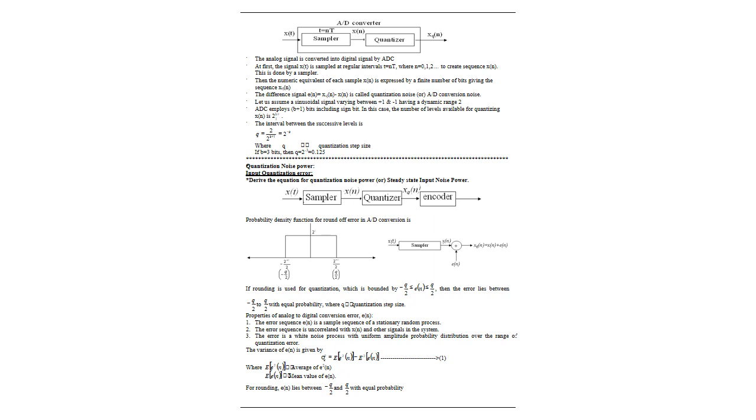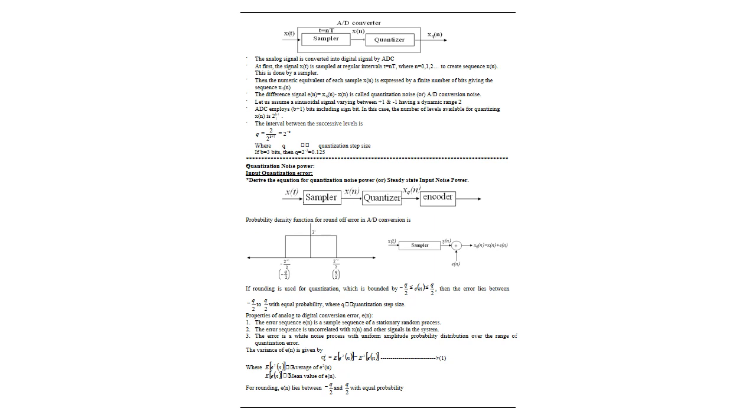The first signal x of t is sampled at regular intervals of t is equal to nt, where n is equal to 0, 1, 2 etc. have been taken. So we have to create the sequence x of n. This should be done by the sampler. Next, the numeric equivalent of each sample x of n is expressed by a finite number of bits and it is given to the sequence xq of n. So the difference signal e of n is equal to xq of n minus x of n, which is called the quantization noise or analog to digital conversion noise.